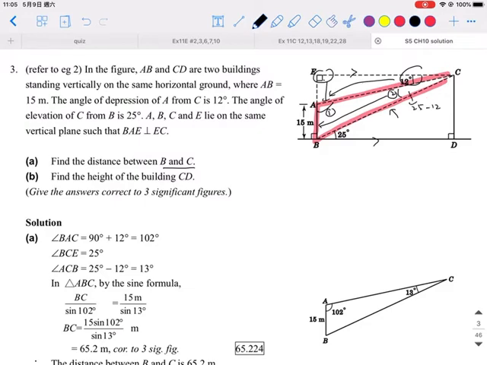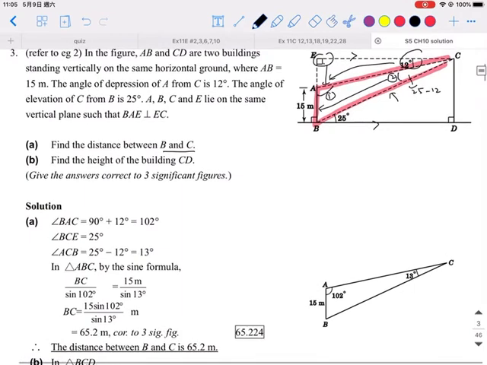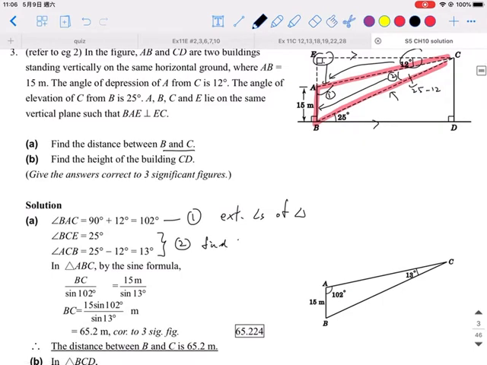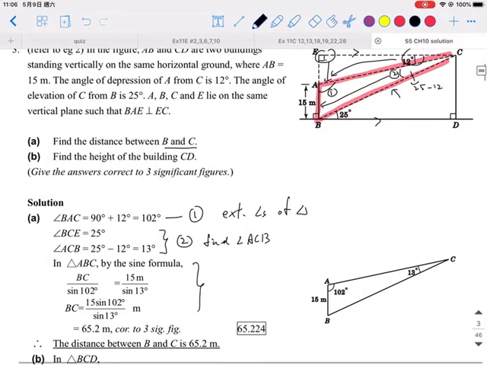So finally, we can apply the sine formula to find BC. Therefore, the first part is by the exterior angle of a triangle, for the second part we find the angle ACB, and for the third part you can find BC by applying the sine formula. Okay, so you can find BC.